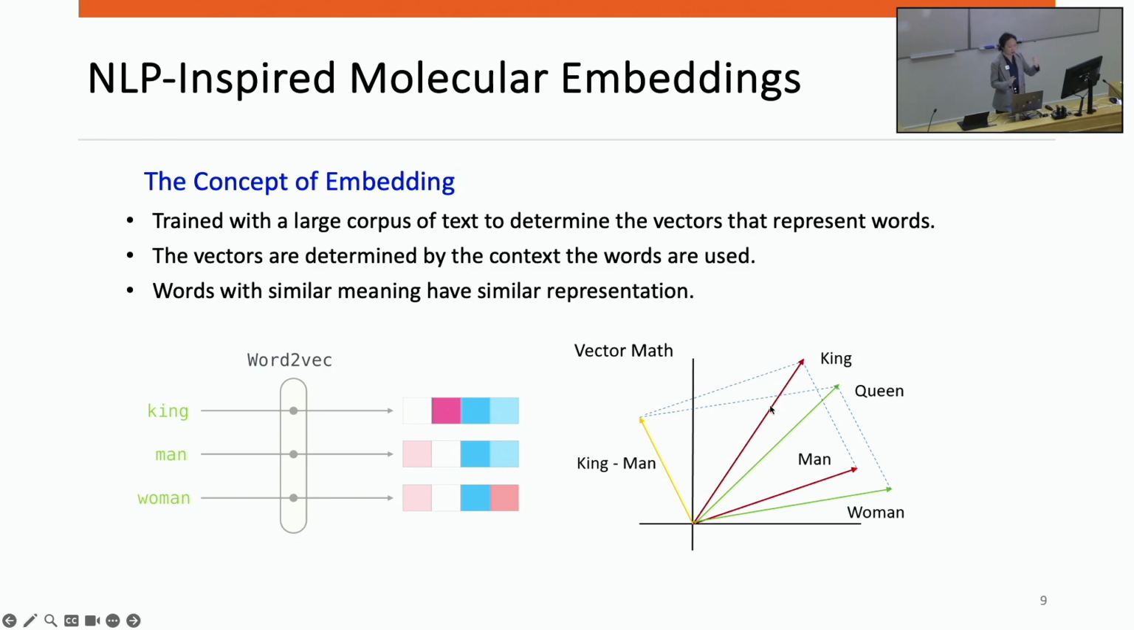And if we plot them in the vector space, you see words with similar meanings, for example king and queen, would occupy similar vector space, and man and woman would occupy similar space. And the distance between king and man and the distance between queen and woman, which reflects the difference between those two pairs of words, should be similar to reflect whatever is the difference between those pairs.